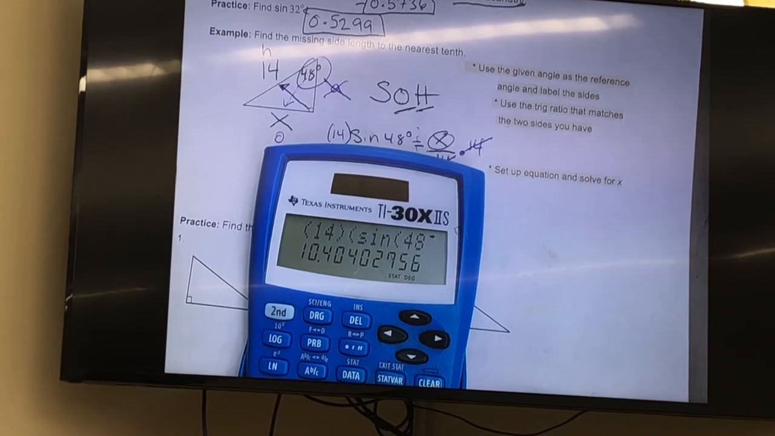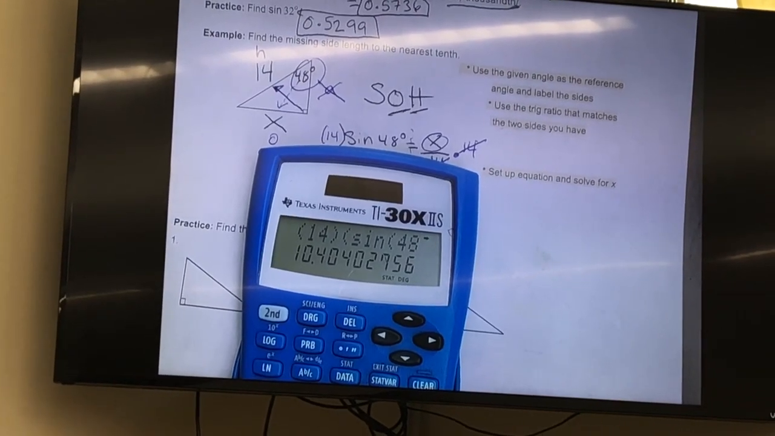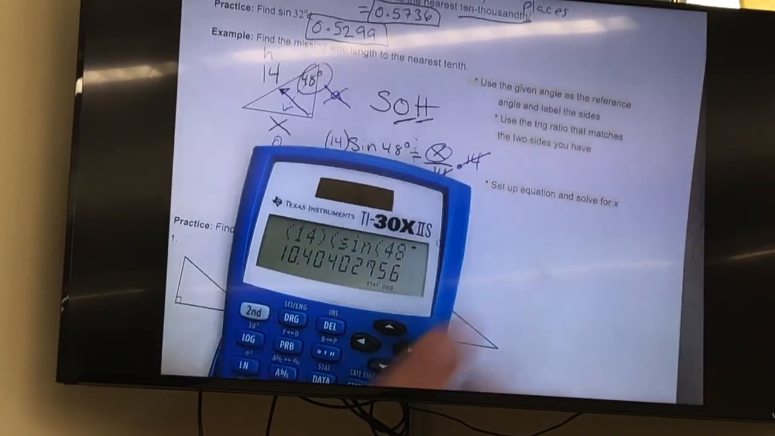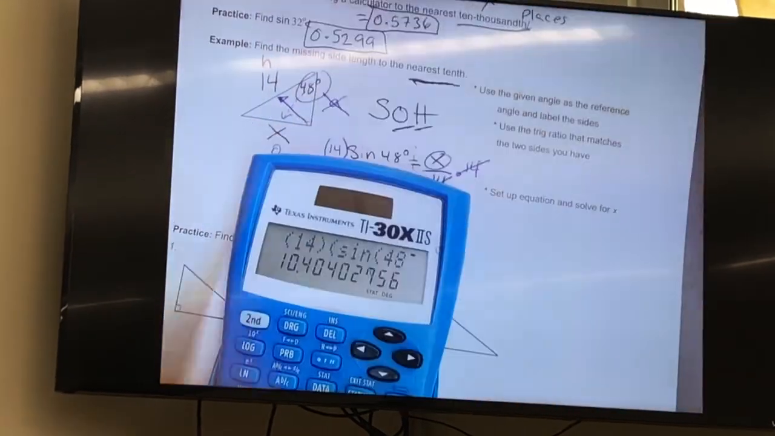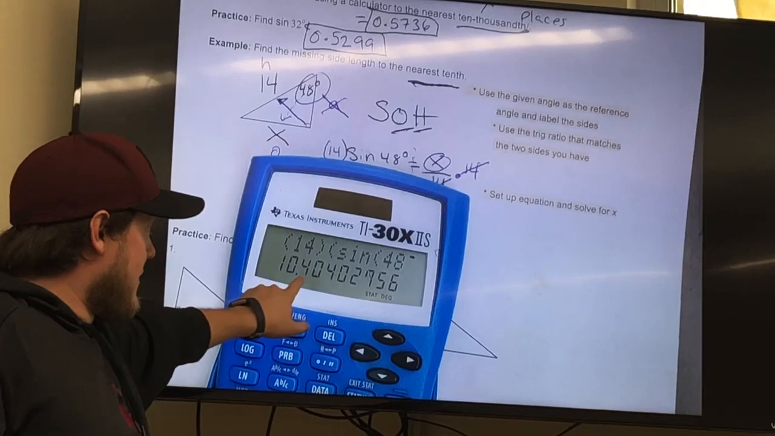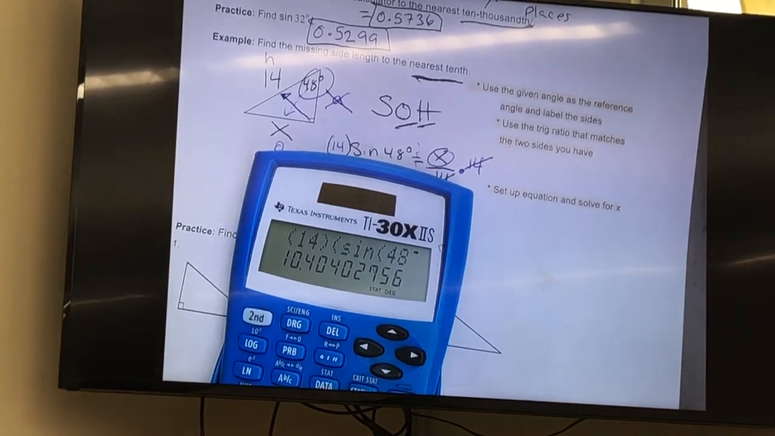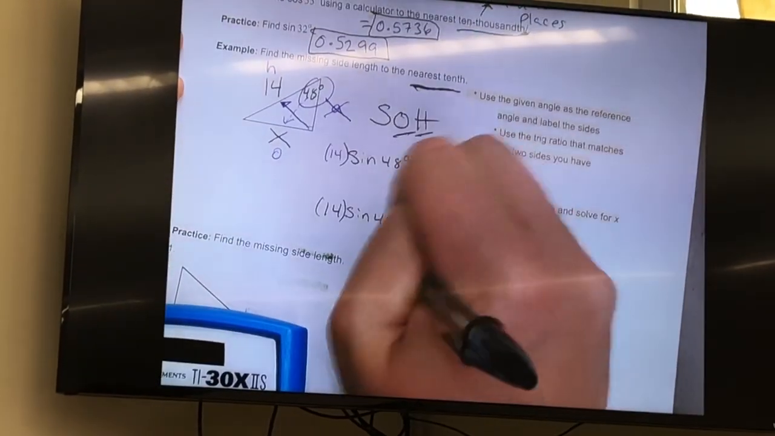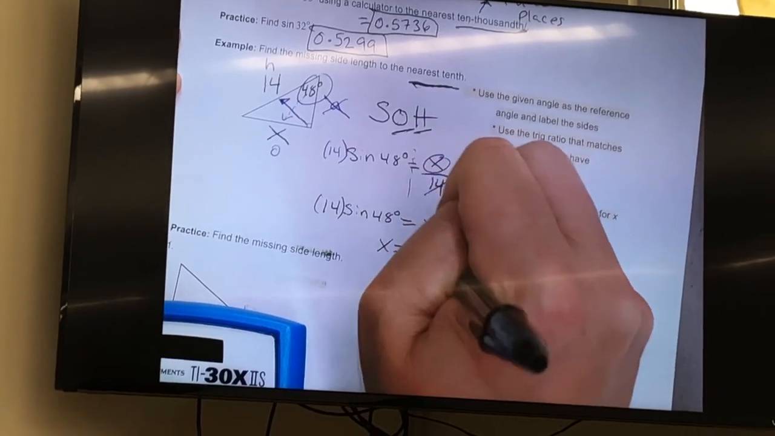And we should be getting 10.40. Right here, you guys, it said the nearest tenth. So this is our tenths place. So we're looking here. That's going to stay a 4. So our answer will be x is equal to 10.4.